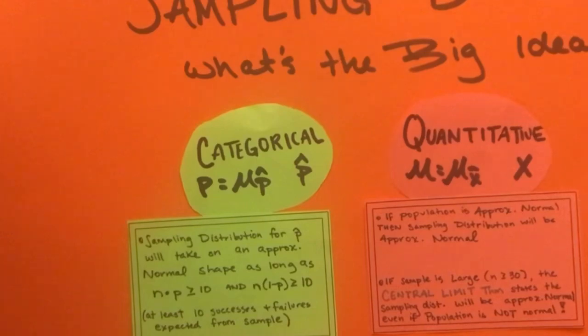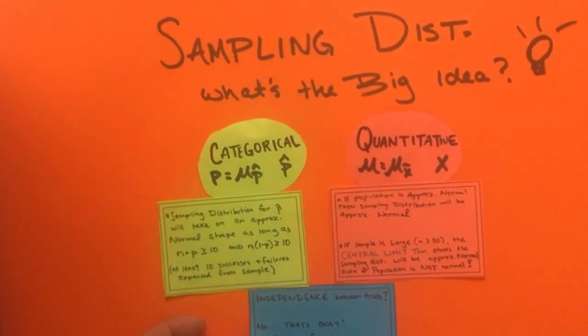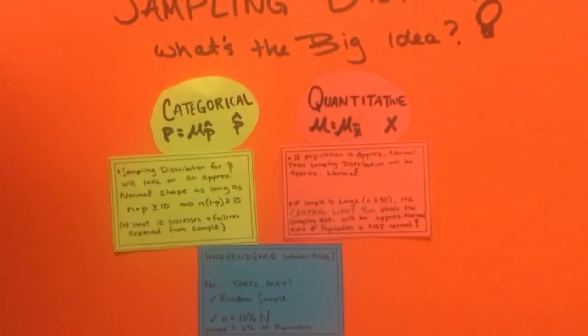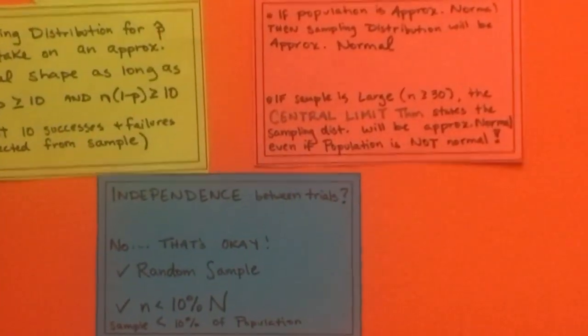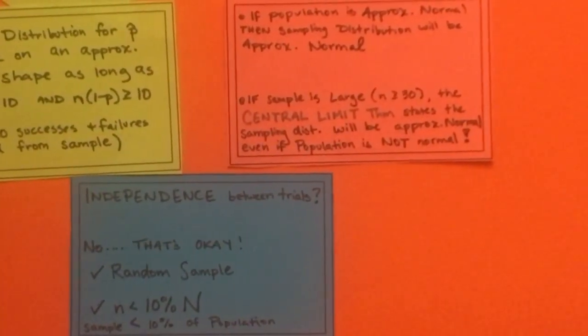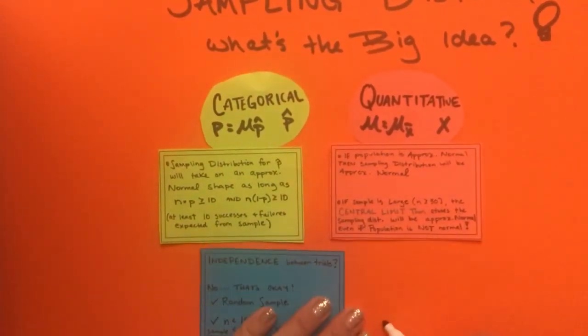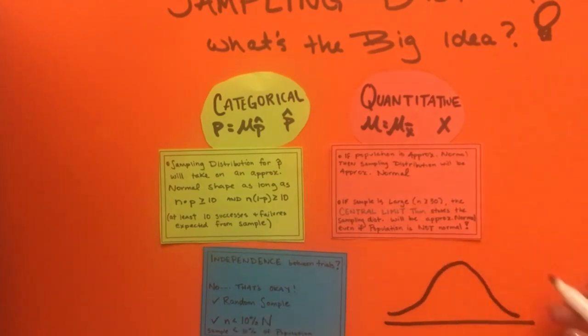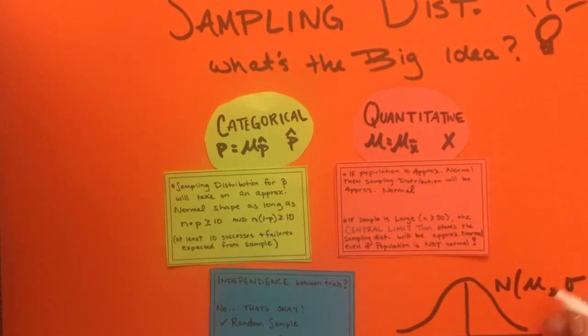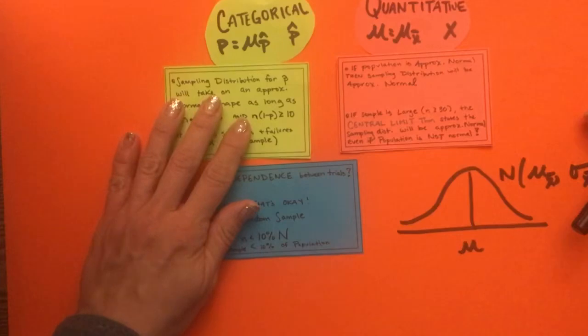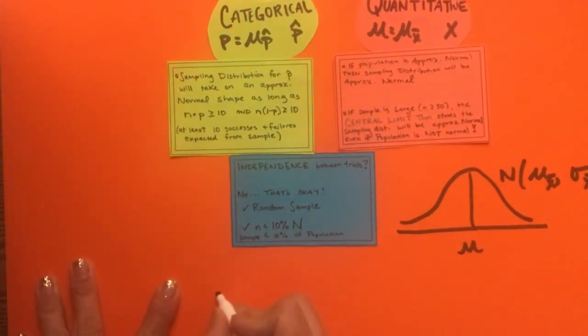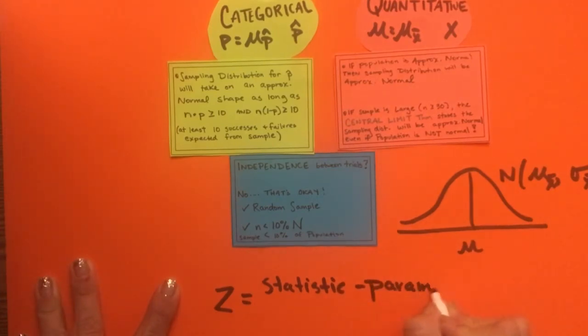Okay, and now what else do we need to look at? We can't use normal CDF yet and calculate our standard deviation until we see that there's independence between trials. This is needed for probability. But these don't have independence of trials. That's not a reasonable assumption to make. So what we do is show that the sample's random and that our sample isn't too large. It's less than 10% of the population. With all these things, now we can use normal approximations to calculate the probability.